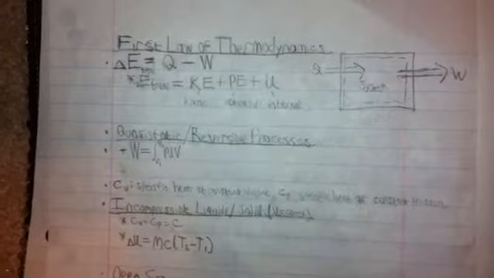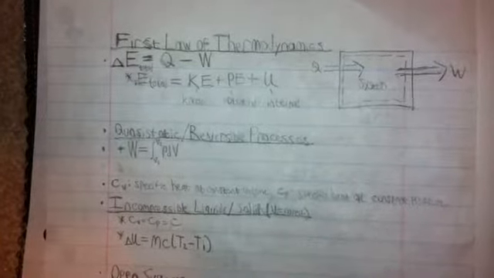The equation for work that we have for quasi-static and reversible processes is work equals the integral from V1 to V2 of pressure times dV, where V is volume. So it's the integral with respect to volume of the pressure, and that's equal to work.